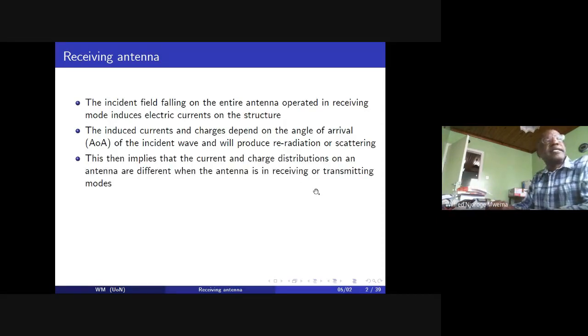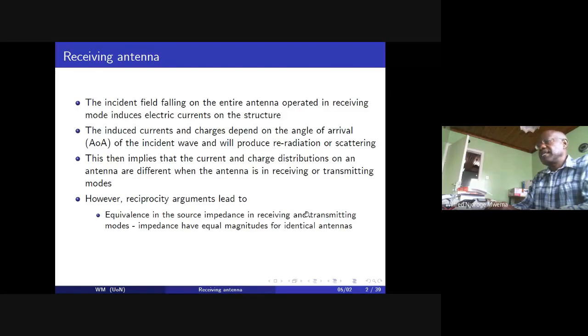This then implies that the current and charge distributions on an antenna are going to be different when the antenna is operated in the receiving or the transmitting mode. But reciprocity arguments lead us to see that there's equivalence in the source impedance in receiving and transmitting modes. That is, if the receiving antenna and the transmitting antenna are identical, then their input impedance or source impedance are going to be the same.